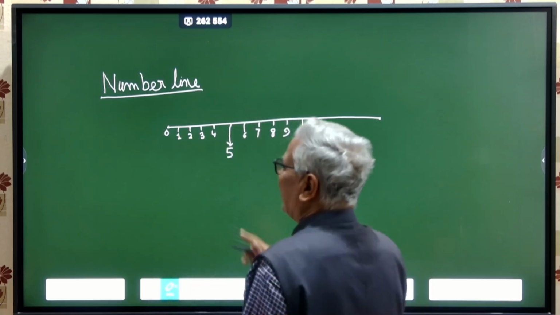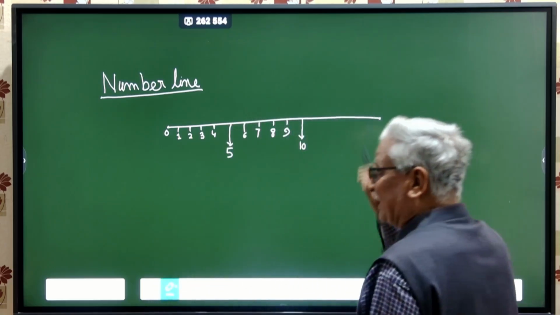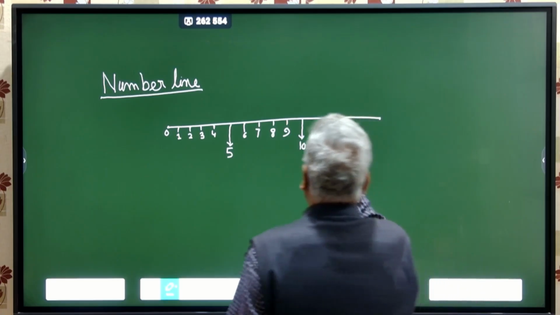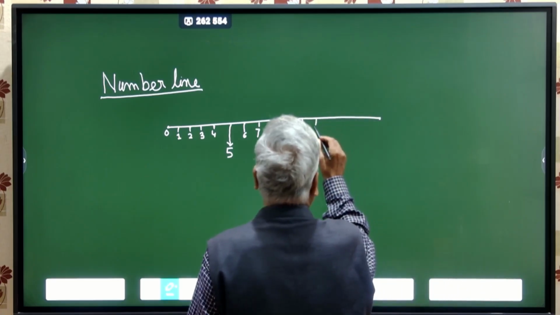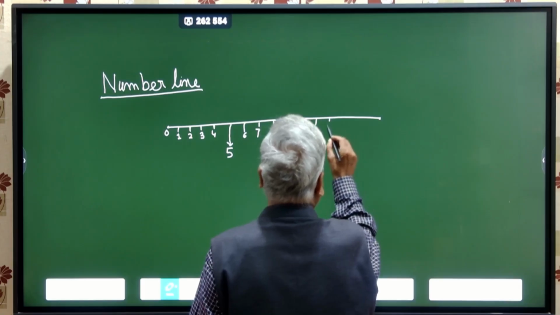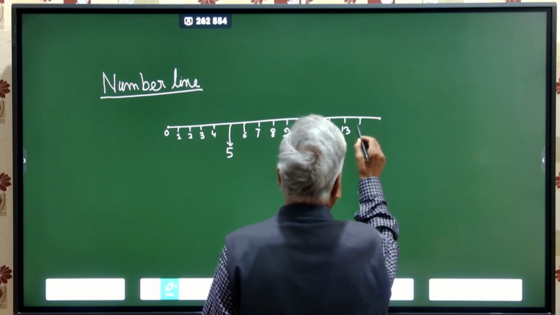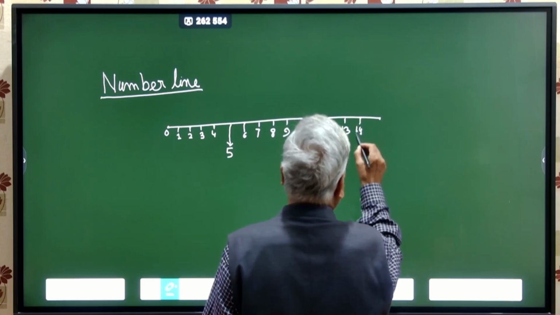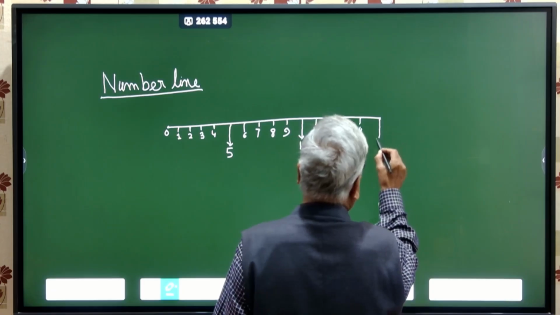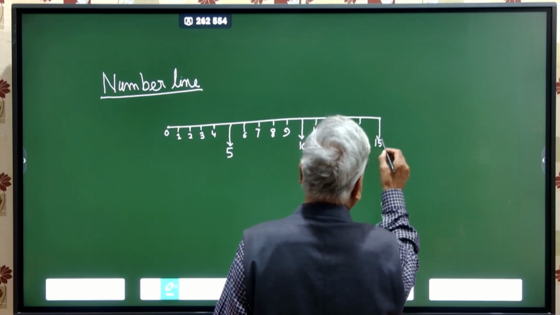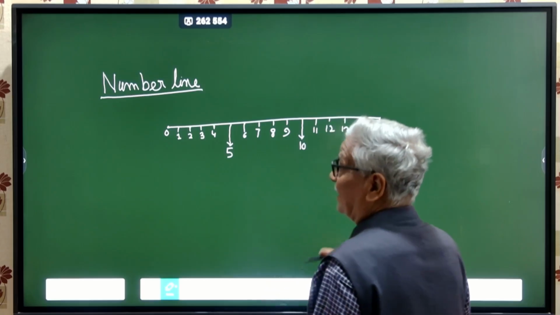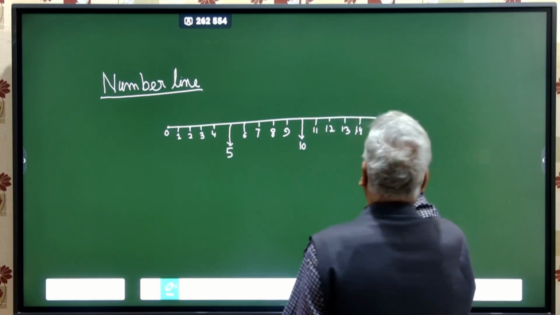At the gap of 5, it should be a bigger line. Then 11, 12, 13, 14, then again 15, bigger line. Then we should proceed further.